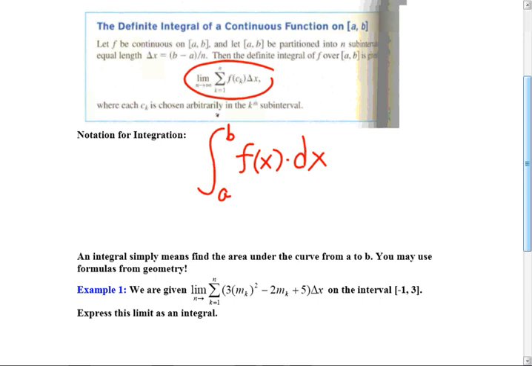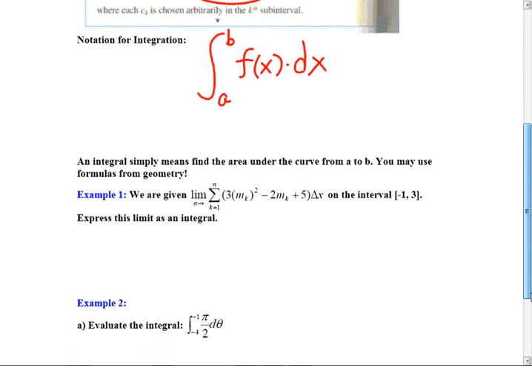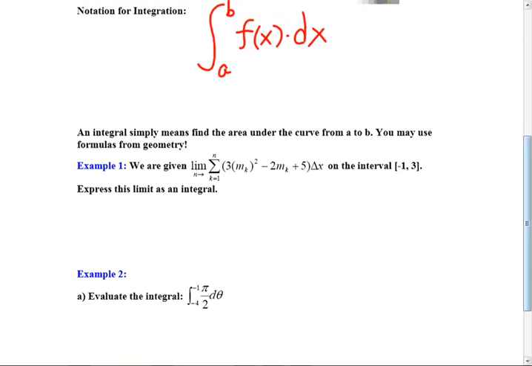Okay, that's a lot of theory. That's what you need to know. And all you have to do in some of the homework is just write the problem with that symbol. Now, this little m sub k just represents x. So this is finding the area of all the rectangles under this curve from -1 to 3.